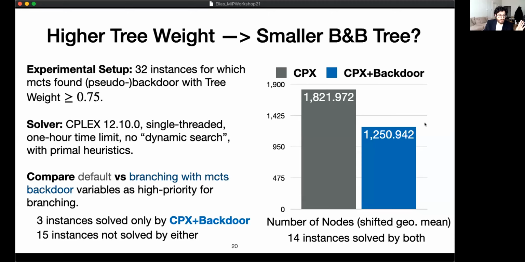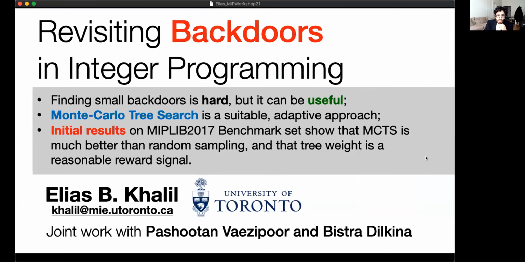But obviously, this doesn't factor in the time taken to find the backdoors themselves, which is an avenue for future exploration. So with that, I'll thank you for your attention, and I'm happy to take any further questions here on Slack.